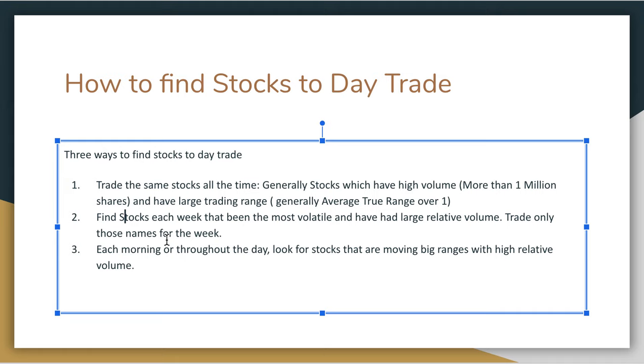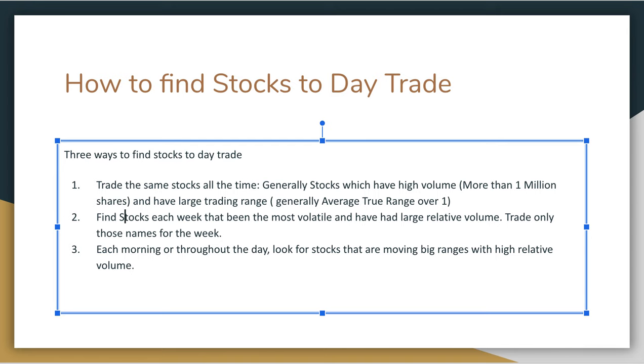The third one is really my favorite, where each morning or throughout the day you're really looking for stocks that are moving big ranges with high relative volume, right? High relative volume means if a stock is doing 1 million shares regularly, today it is doing 3 million shares, or 4 million shares, or 5 million shares, so it's trading more than its regular volume, right? So those are the kind of stocks you can take a look at. So 3 different types depending on which is your trading strategy, trading plan. Those are the kind of stocks you want to be trading.